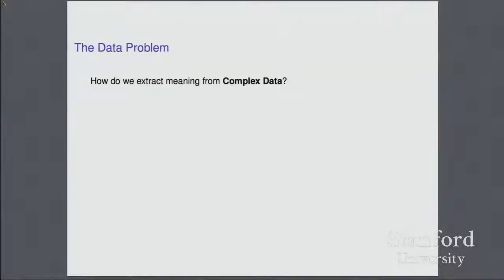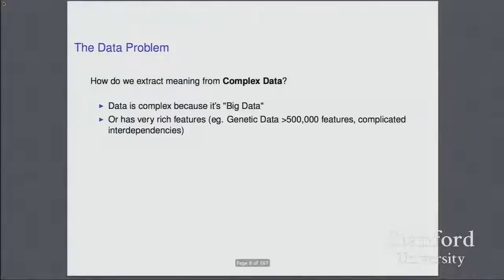So we want to get insights from our data. We want to make our data useful. And I say complex because data is complex because it's big, meaning there's a lot of it. That's one way data is complex, and we deal with some of that at Ayasdi. But we also deal with a lot of data that's complex because it's feature rich. If you think of something like genetic data, you could have SNP data, you could have 500,000 columns in the data set, and there are complicated interdependencies among those columns, among gene expression levels, among mutations, among all kinds of things.